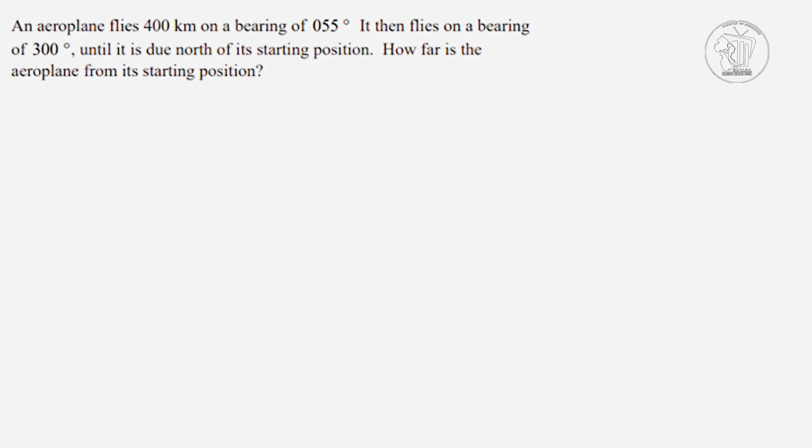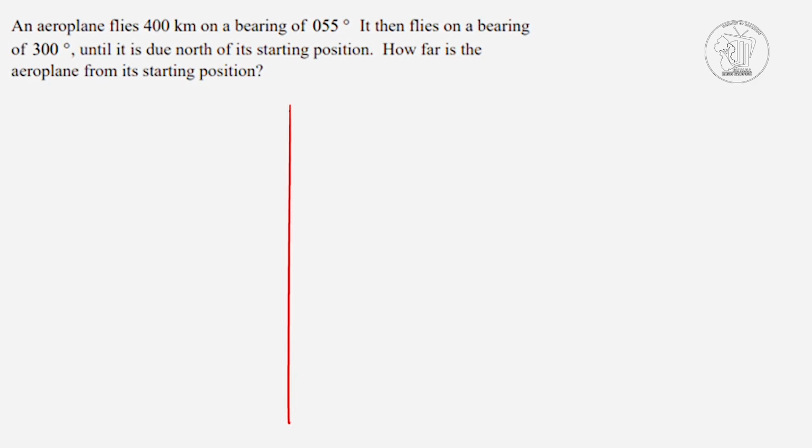So let's look at this question. Slightly different. This one says, an aeroplane flies 400 km on a bearing of 055 degrees. It then flies on a bearing of 300 degrees until it is due north of its starting point. How far is the airplane from its starting point? So let's separate the diagram. Let me draw a line to separate. First of all, let's draw the diagram.